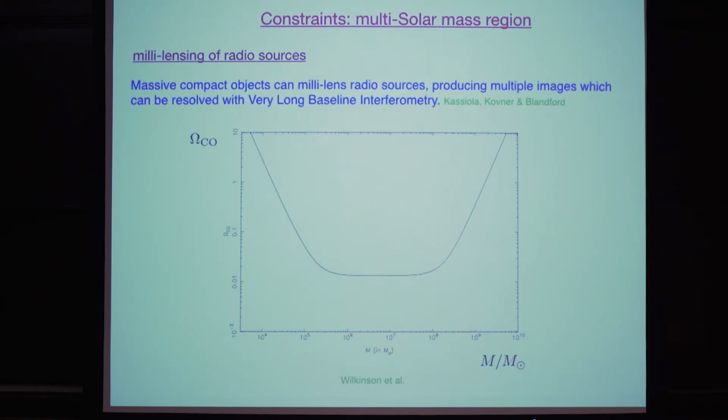So that was going down to very light black holes. Let's go in the opposite direction up to very heavy ones. So more lensing, in this case it's milli-lensing of radio sources, and in this case the separation of the images is milliarcseconds and can potentially be resolved using very long baseline interferometry. And so here we've got a constraint coming down to about 0.01 of the total density, but out at really high masses, 10 to the 6, 10 to the 7, 10 to the 8 solar masses.